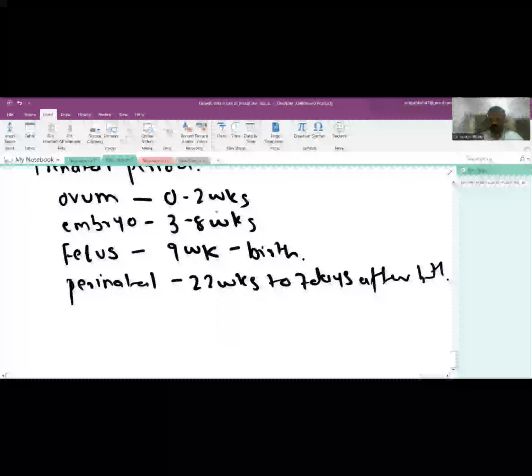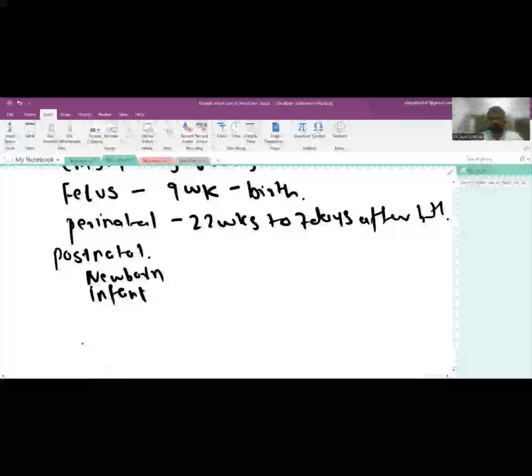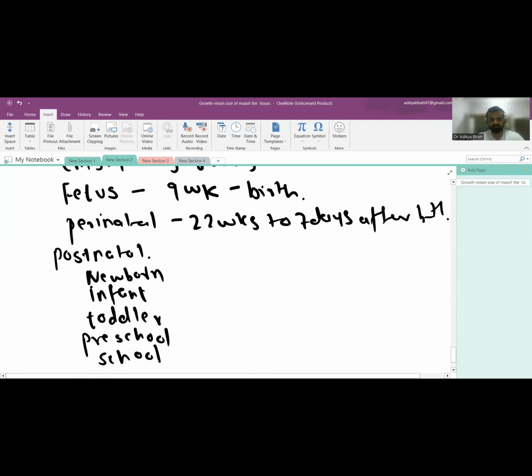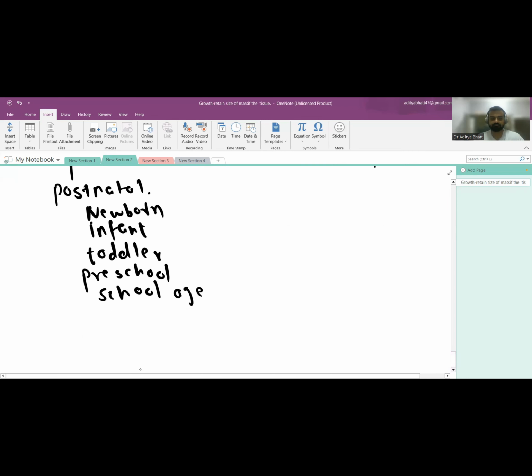Okay, these are the prenatal period. Now postnatal. So newborn, infant, toddler, preschool, school age, and adolescent. Again, adolescent is divided into early, middle, and late. See, this terminology is given in Ghai, so it is asked again and again.